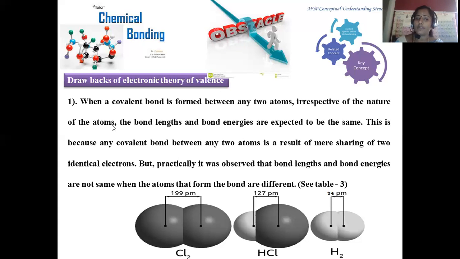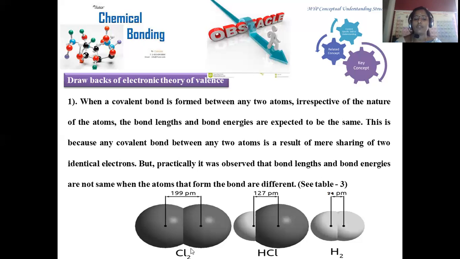That's the reason why, irrespective of atom, bond length and energy, there should be equal properties. Then only equality, that means mutual sharing, will be possible. But practically, it was observed that bond lengths and bond energies of individual compounds are not exactly the same.